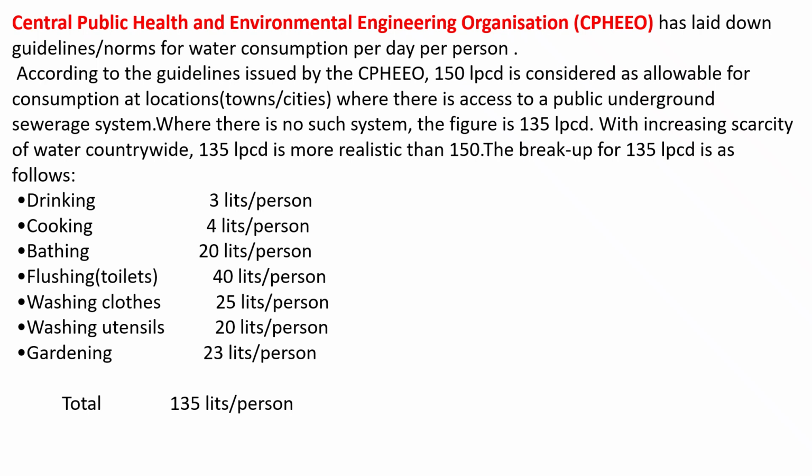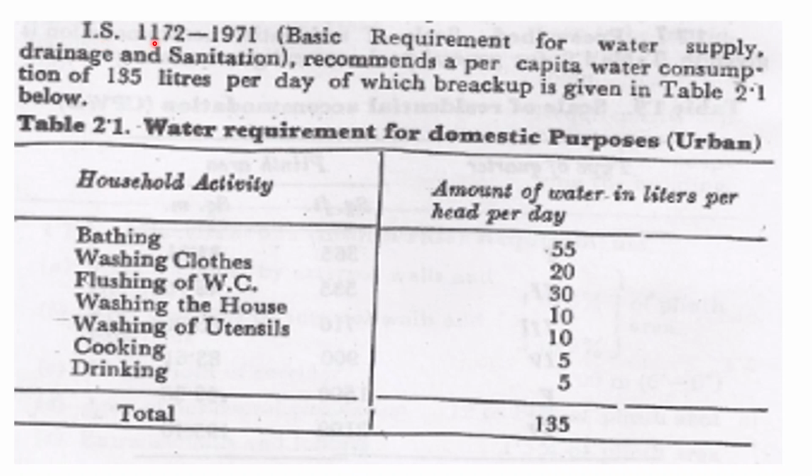In the previous slide, I have given a figure of 135 liter per person. That is based on drinking 3 liters, cooking 4 liters, bathing 20 liters, flushing toilet 40 liter per person, washing clothes 25 liter per person, washing utensil 20 liter per person, and gardening 23 liter per person. So it makes up a total of 135 liter per person. The Indian Standard 1172 of 1971, that is basic requirement for water supply, drainage and sanitation, recommends a different figure breakup of 135.